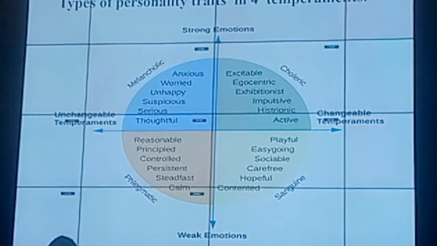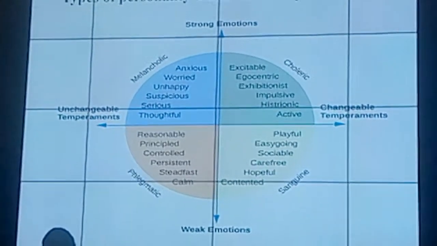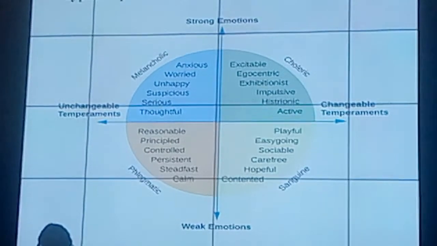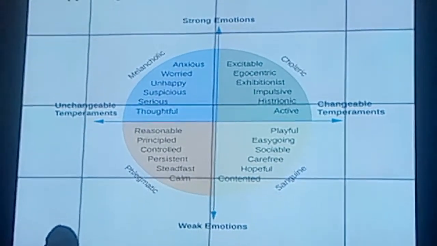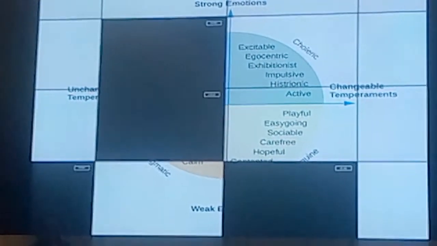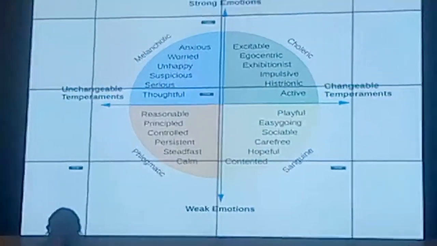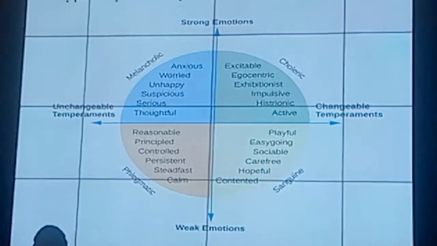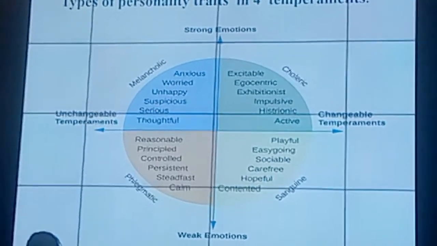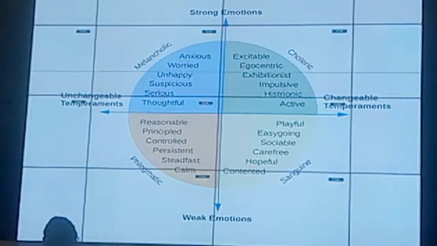So we have the sanguine. In the sanguine criteria, we have most of them like social workers, even the musicians, they can be found here. Playful, easygoing, sociable, carefree, and hopeful. These are people actually, even though we are saying they're carefree, they are not careless as such, but these are the ones who are assisting the society. Okay?